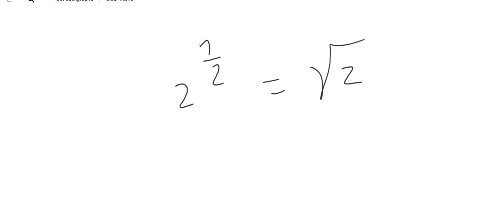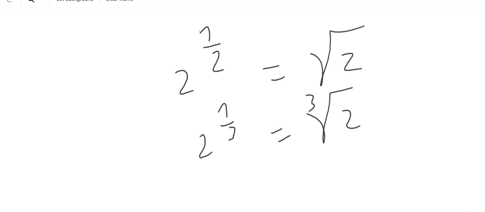Now let's say, what is a number that is to the power, let's say, half. Let's say 2 to the power half. This can be written as root over 2. What is 2 to the power 1/3? This can be written as the cube root of 2. Okay? These are for the fractional numbers.